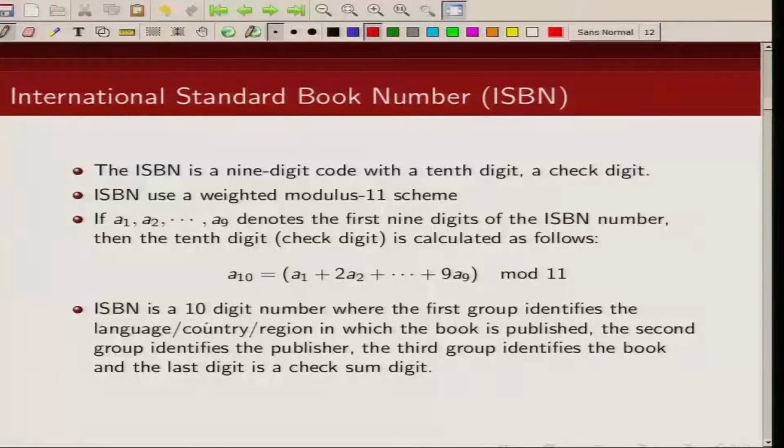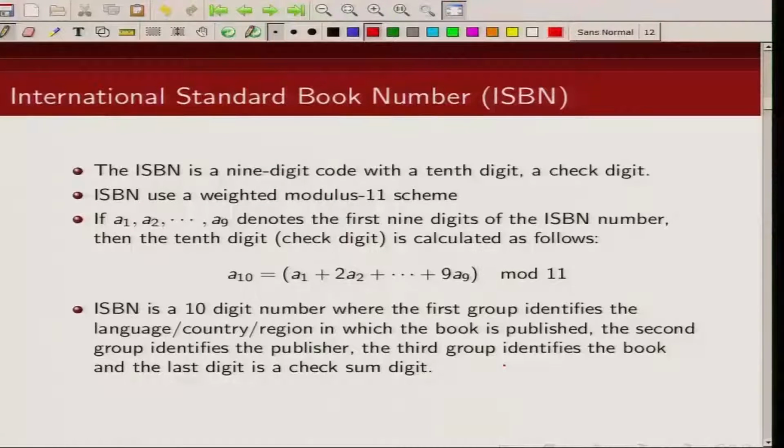An ISBN is typically a 10-digit number where the first group identifies the country or region where the book is published, the second group identifies the publisher, and the third group identifies the specific book, and finally the last digit is a check bit. So, let us take an example.